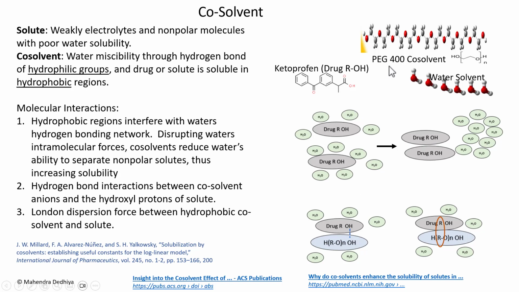When co-solvent is added, such as PEG 400, drug and PEG have London dispersion force. This will disrupt hydrogen bonding between water molecules and will dissolve ketoprofen into a mixture of PEG 400, polyethylene glycol, and water as a co-solvent. So key to using a co-solvent is to disrupt water's intermolecular forces and have sufficient London dispersion forces between co-solvent and solute.